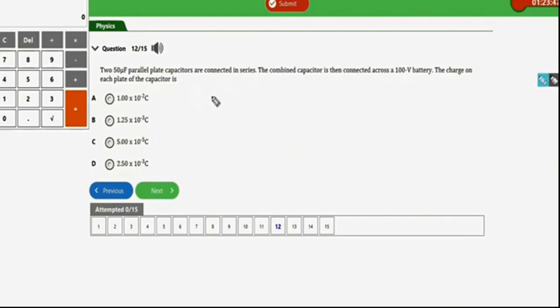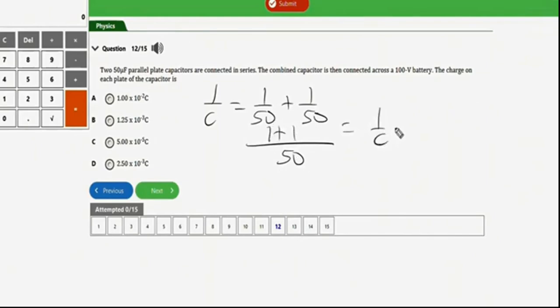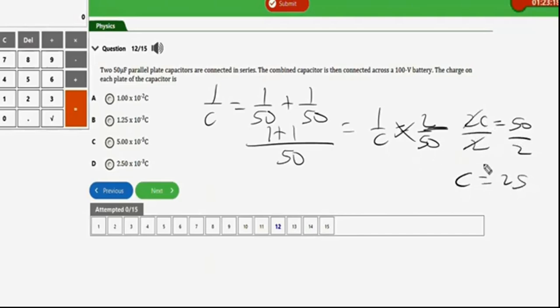Firstly, series connection. Let's get the effective capacitance for it. So it will give 1 over C equals 1 over 50 plus 1 over 50. So LCM is 50. So this will give us 1 plus 1, so we have 1 over C equals 2 over 50. When we cross multiply, we are going to have 2C equals 50, divide both sides by 2. So the effective capacitance is 25 microfarad.